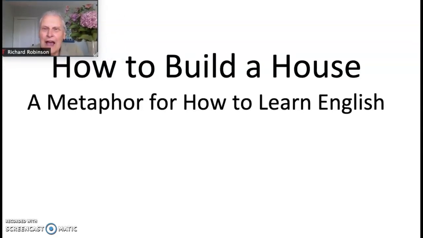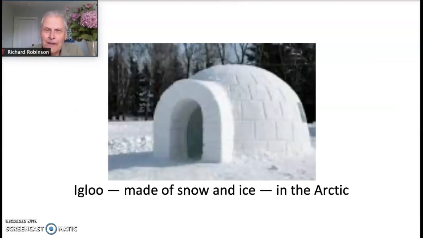This is a lecture called How to Build a House, but it's really a metaphor for how to learn English. There are many ways to build a house. One way to build a house is out of snow and ice. You've probably heard of that. People who live in the Arctic often build their houses out of snow and ice, and they call it an igloo.